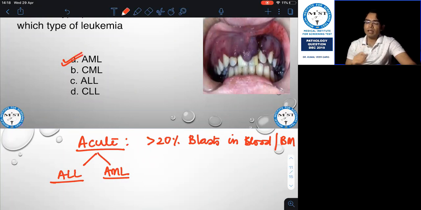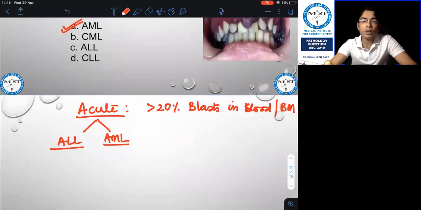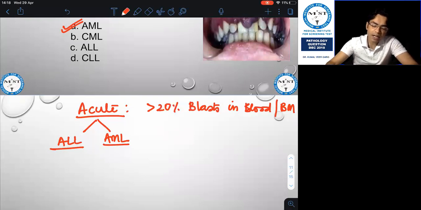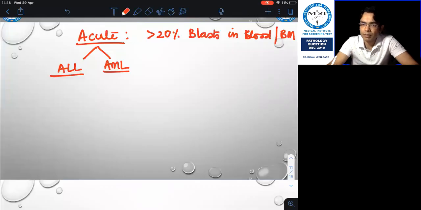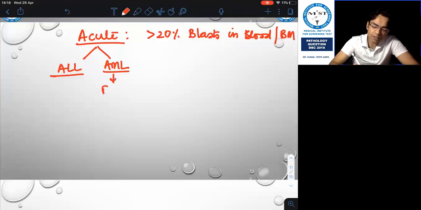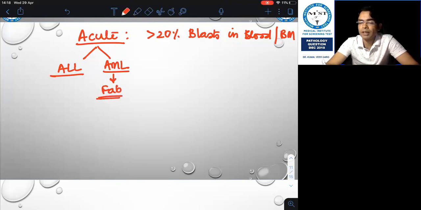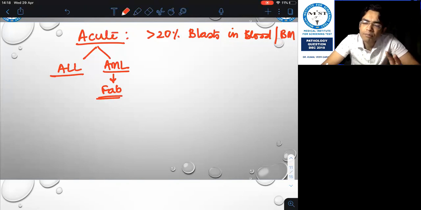It is AML. Now, a more leading question could be which kind of AML. For that, you should remember how many types there are. There are 2 classifications of acute leukemias: the FAB classification and the WHO classification. FAB is not very fondly used for ALL right now, but for AML it is still widely accepted, and I will tell you the FAB classification in today's discussion. FAB stands for French, American, British. These 3 groups came together and made a classification.